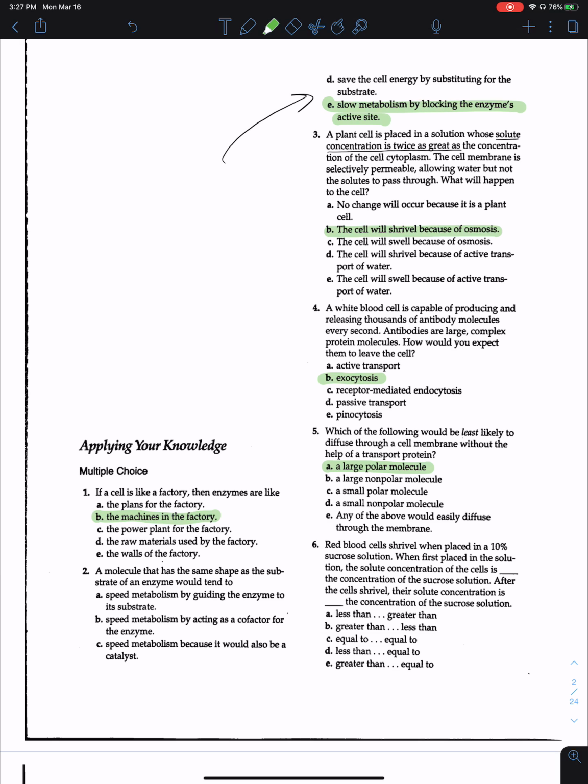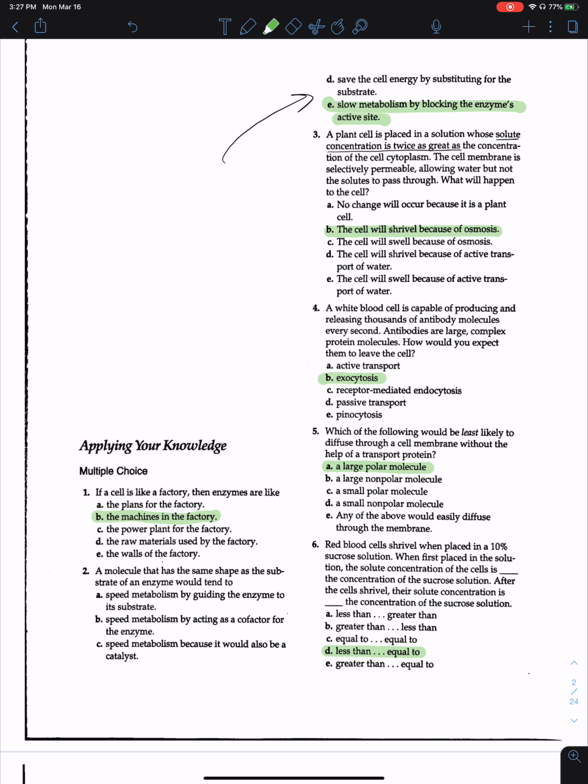Okay. So for number 6, red blood cells shrivel when placed in 10% sucrose solution. When first placed in the solution, the solute concentration of the cells is blank the concentration of the sucrose solution. When the cells shrivel, their solute concentration is blank the concentration of the sucrose solution. So another interesting question where I have to fill in some blanks. Given that, what happens here? The cell initially what? Shrivels, right? Yes. Looks like that's what happens here. The answer here is D.